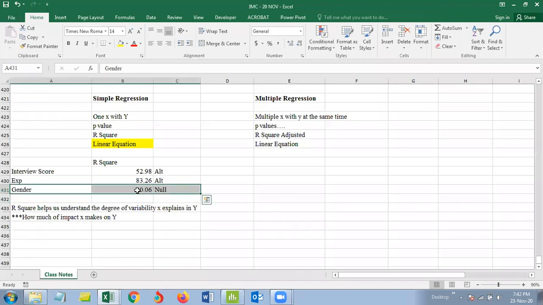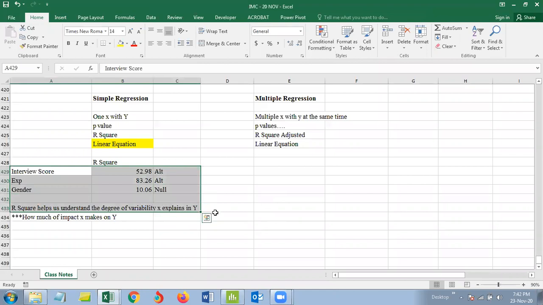Like, you're getting 10 points. What is the relevance of this? How much is that? How big is this? We'll be able to understand when we look into multiple regression. But for now, that's my simple regression part.